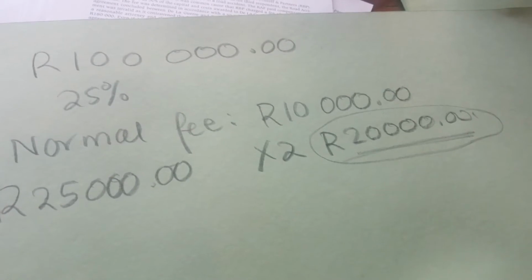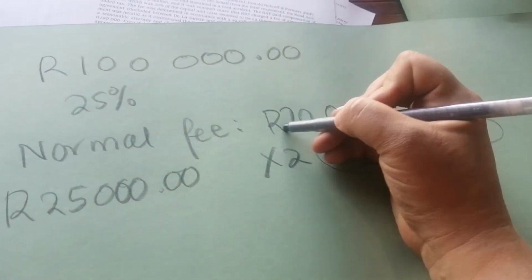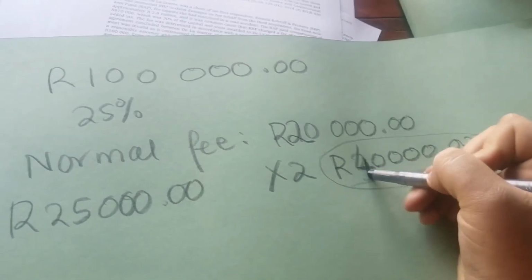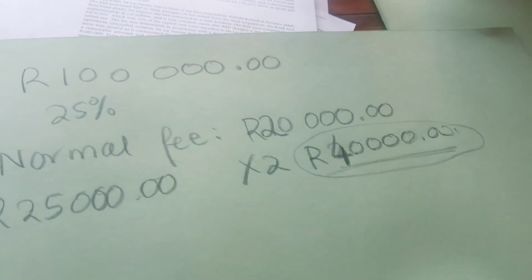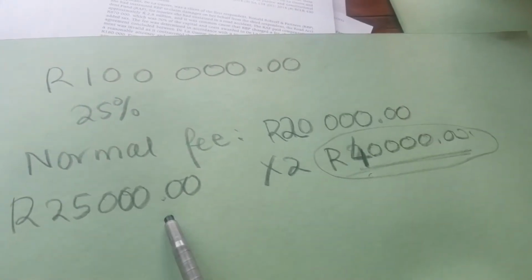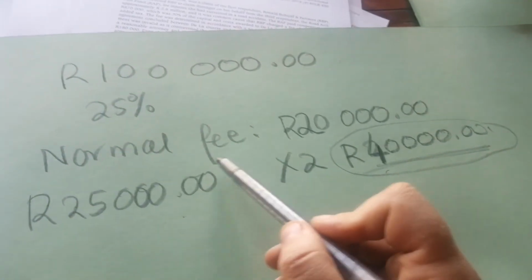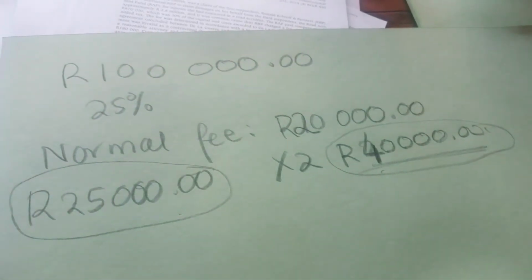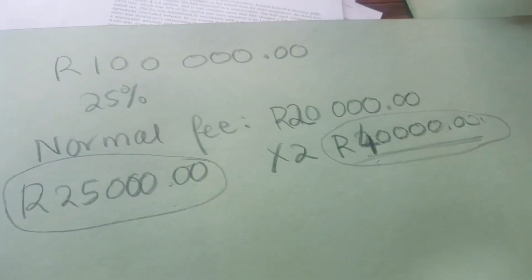What happens if my normal fee was 20,000? Then when I times it by 2, it would have been 40,000. Is 40,000 more than 25,000? Yes. So what is the attorney going to get? 25,000. Okay, makes sense.